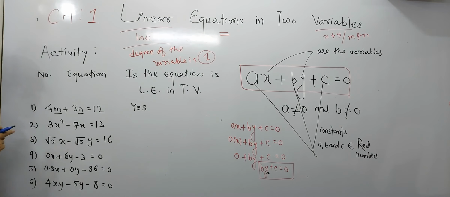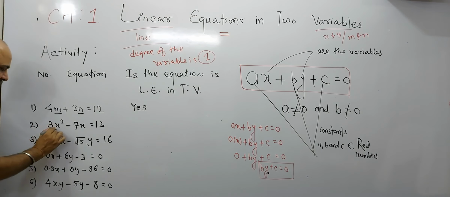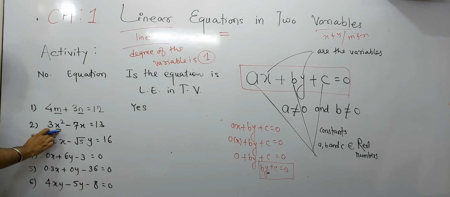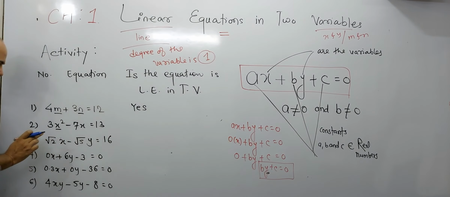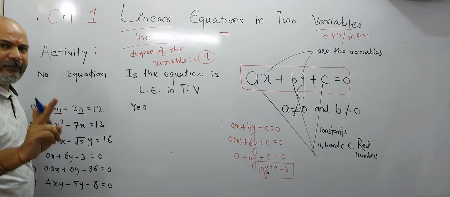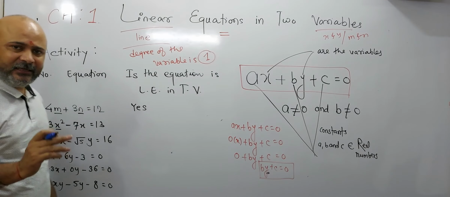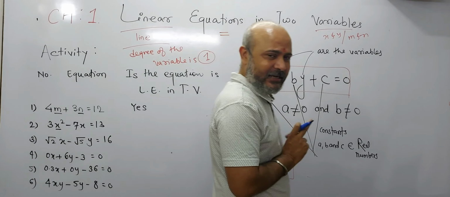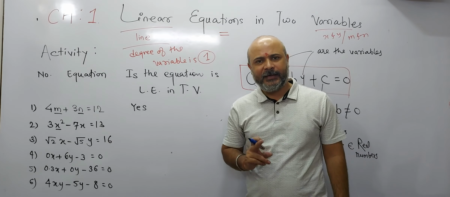Now in the second equation, you will observe the equation is 3x square minus 7x is equal to 30. Here degree of the variable x is 2. So this is the equation, but in one variable. We want two variables. So here x is the variable. So here you are getting only one variable, that is x. So you can say that no, this is not a linear equation in two variables.